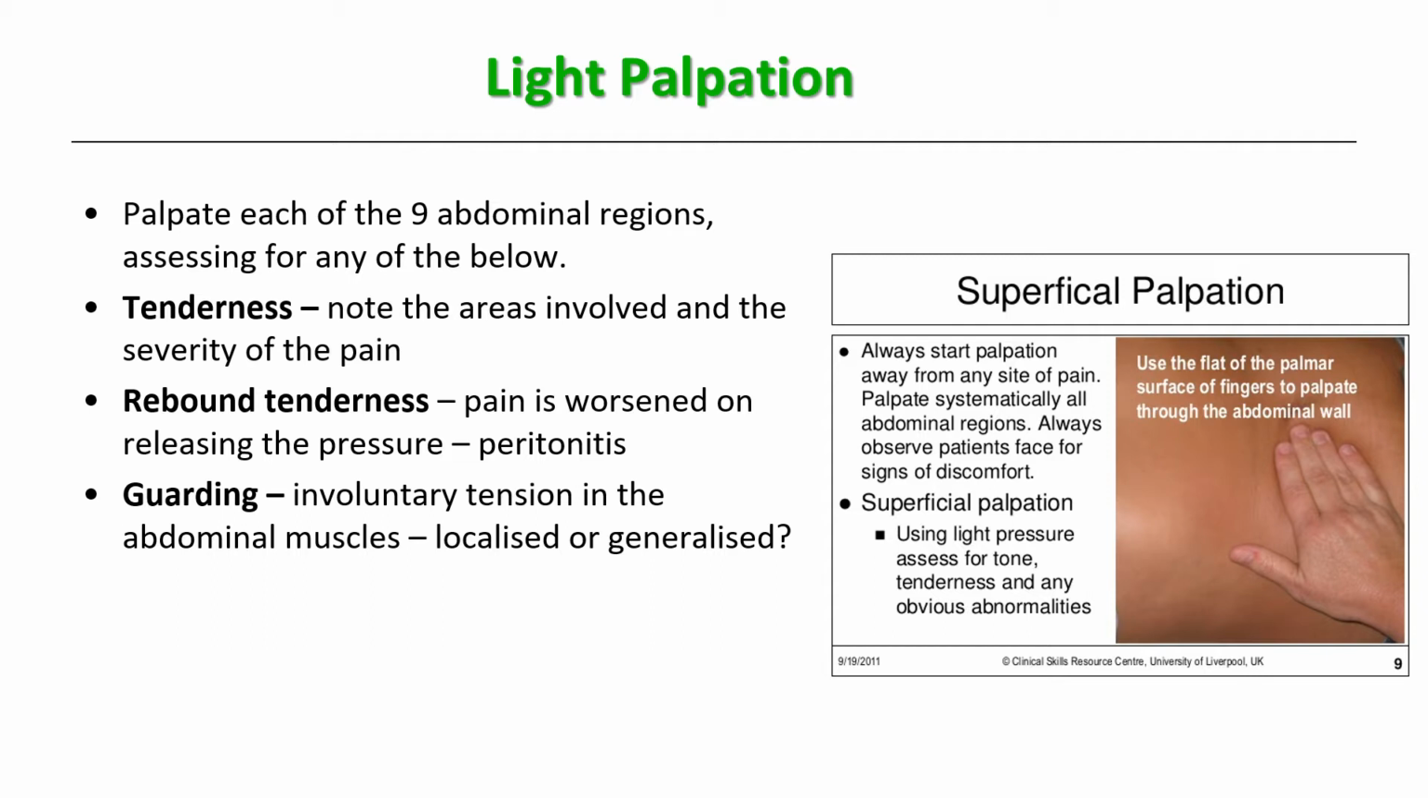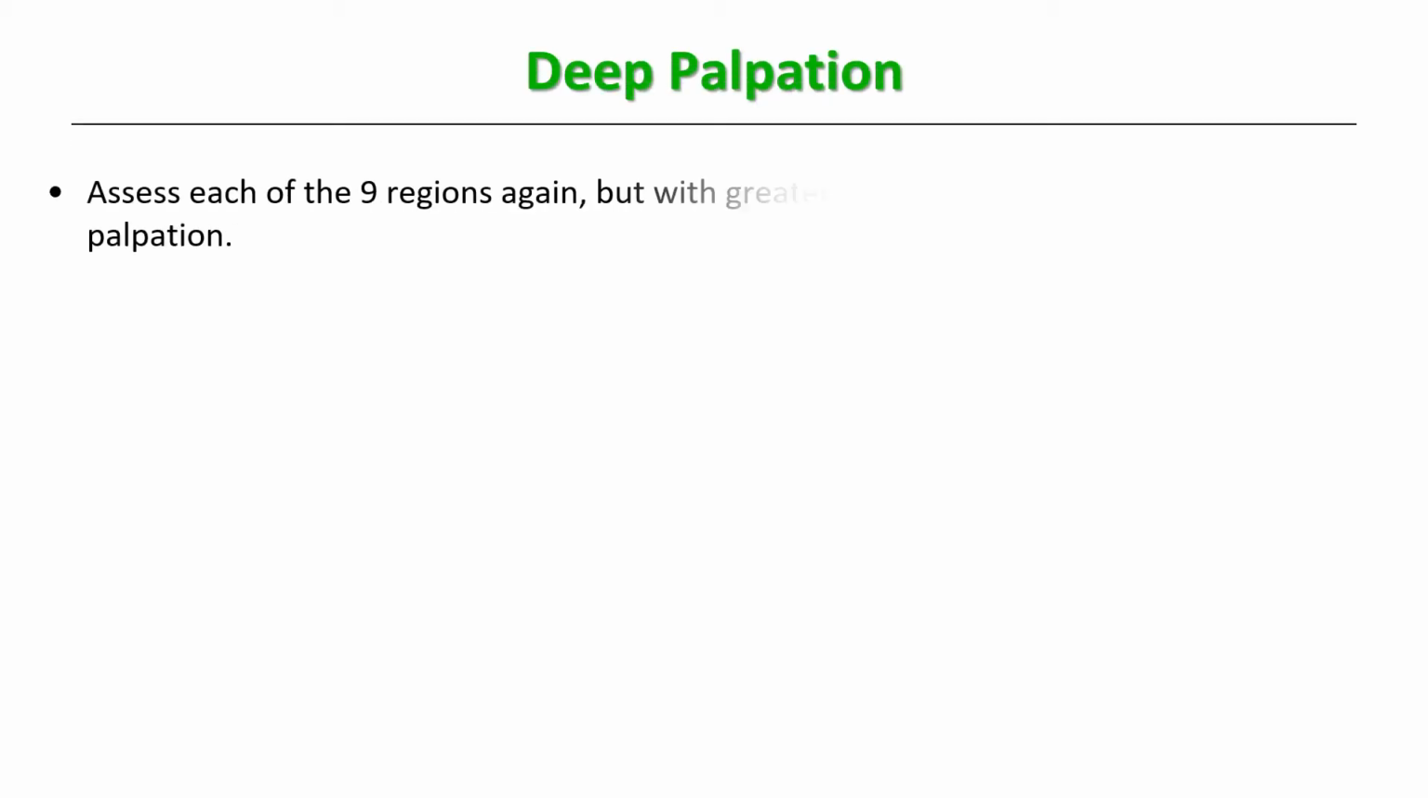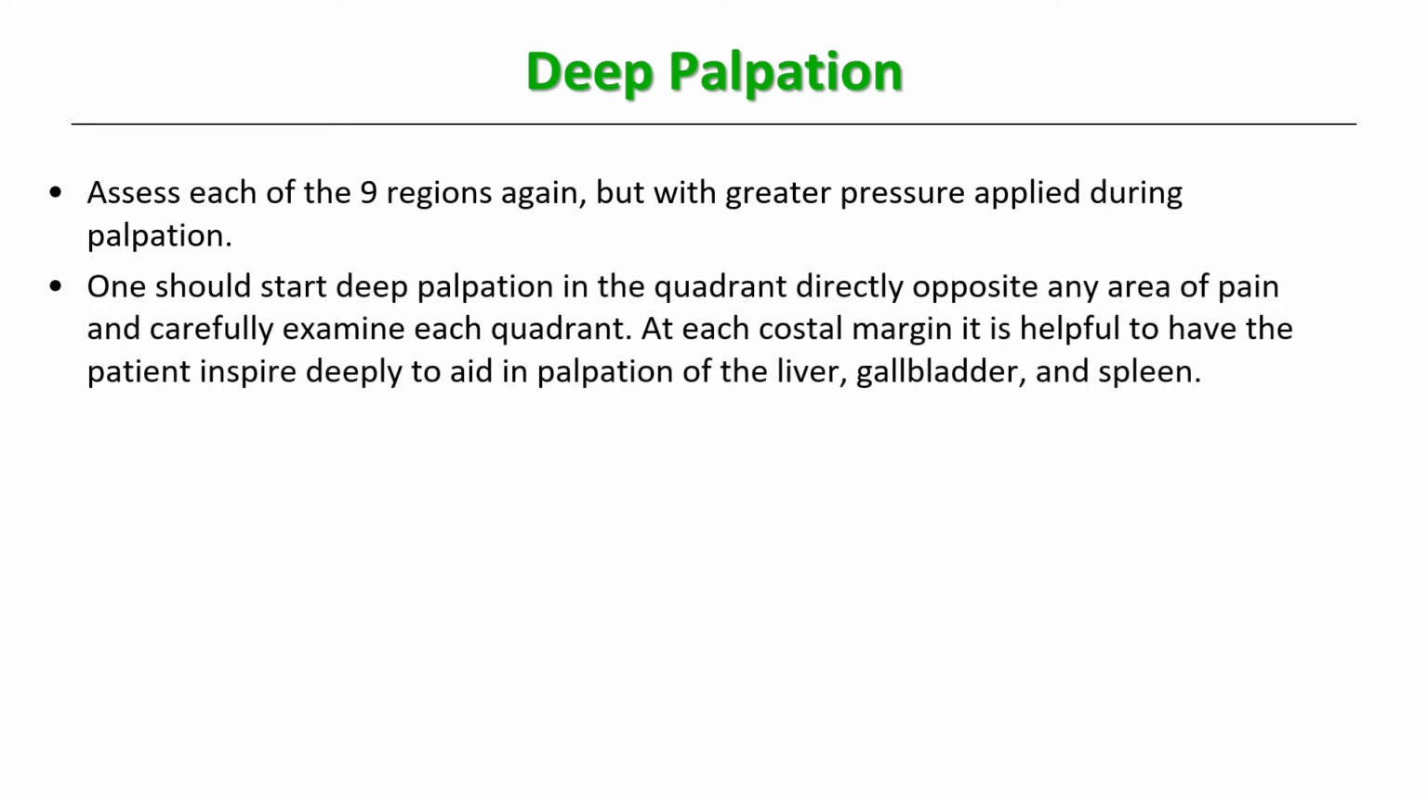Guarding, it is the involuntary tension in the abdominal muscles. It can be localized or generalized. Masses, there can be large or superficial masses which may be noted on light palpation. Now deep palpation. Again, you have to assess all the 9 regions. One should start deep palpation in the quadrant directly opposite to any area of pain and carefully examine each quadrant.